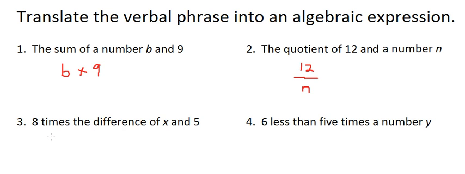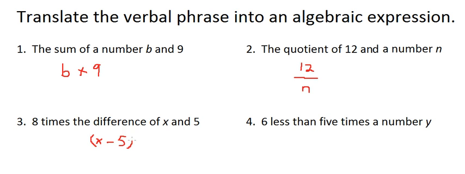So the first thing that we see here is we have two different operations. We have times, which is multiplication, and we have difference, which is subtraction. Now, whenever we see 8 times and then some big long thing after it, that means that big long thing after it is going to end up being in parentheses. So we're going to deal with this difference part first. So we're going to put our subtraction sign, and then just like we did in these other two, difference just means subtraction, and we're going to go in the same order. So we have x minus 5. Okay, so that's the difference of x and 5.